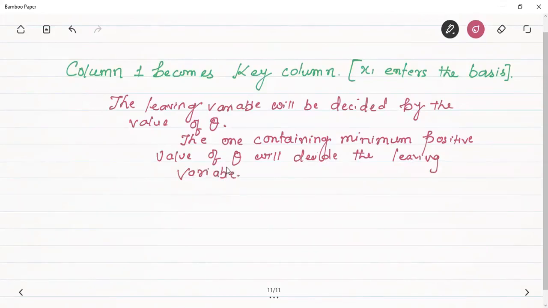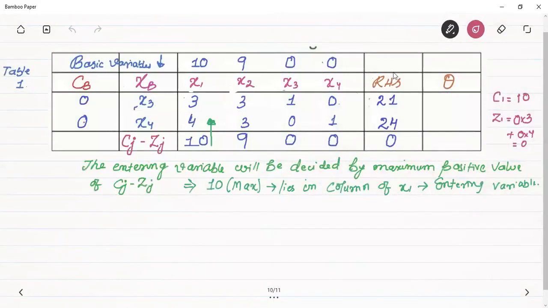Now what we have to do is decide the leaving variable. It can be either x3 or x4. Whether it is x3 or x4 will be decided by theta. And the minimum positive value of theta will decide which will be the leaving variable. Okay, so how do we decide theta? See here, I have to fill these two spaces.